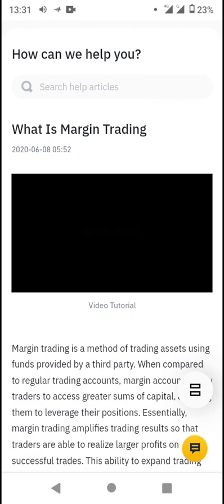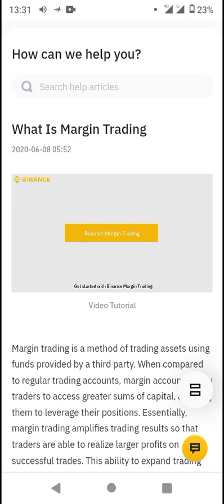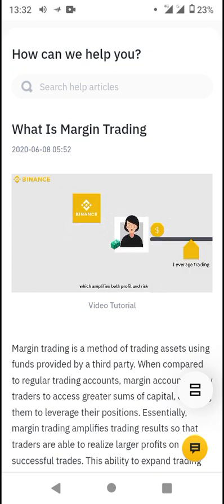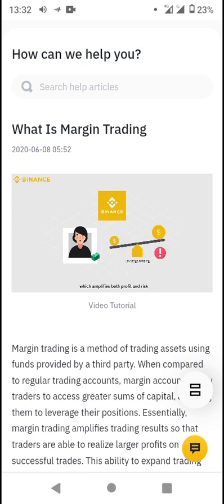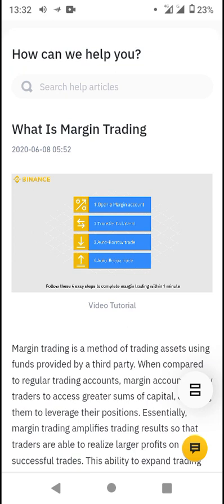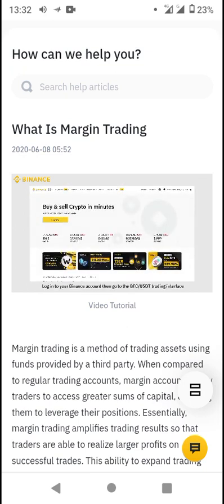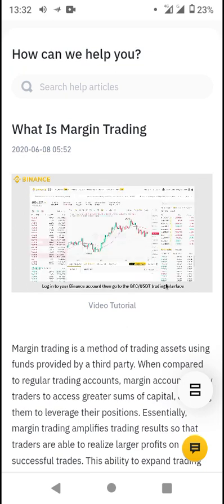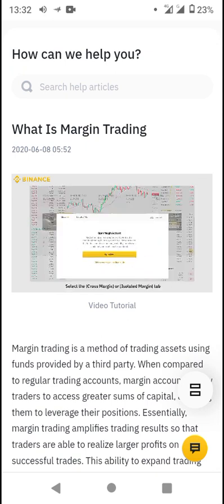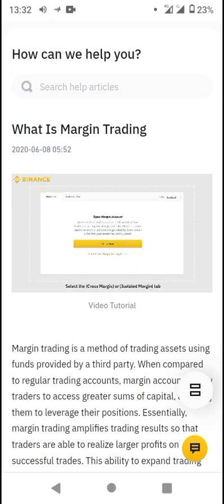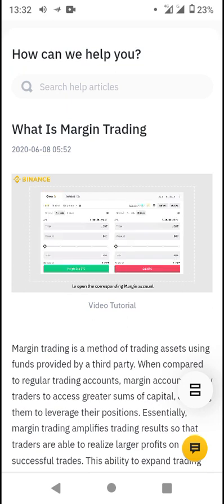Get started with Binance Margin Trading. With Binance Margin Trading, you can borrow funds to perform leveraged trading, which amplifies both profit and risk. Follow these 4 easy steps to complete margin trading within 1 minute. Step 1. Open a margin account. Log into your Binance account, then go to the BTC USDT trading interface. Select the cross margin or isolated margin tab. Click on Open Now to open the corresponding margin account.